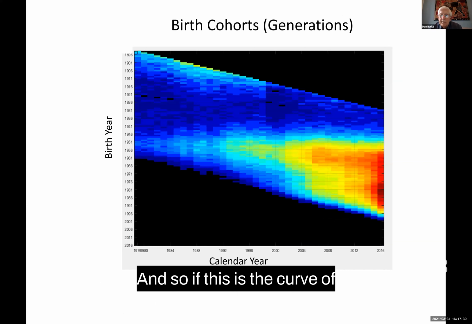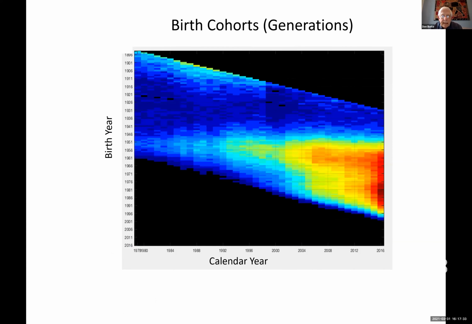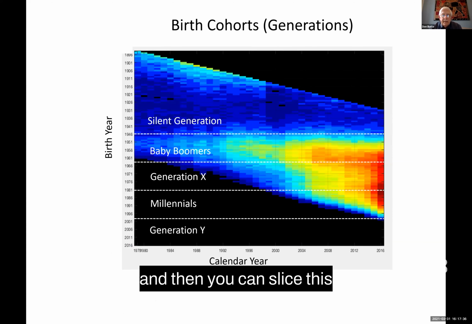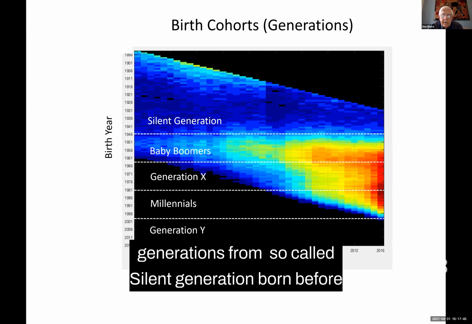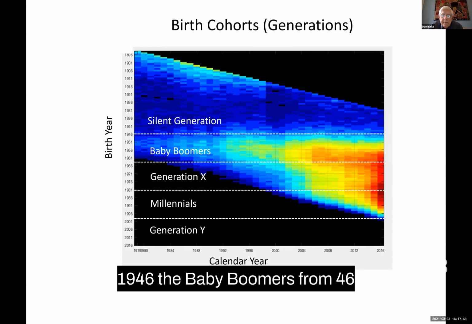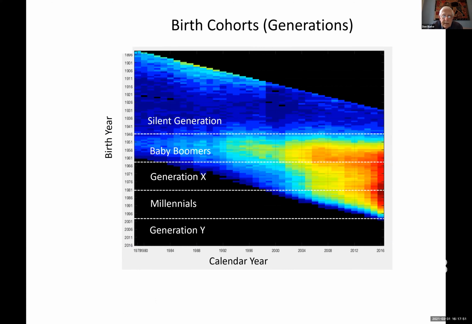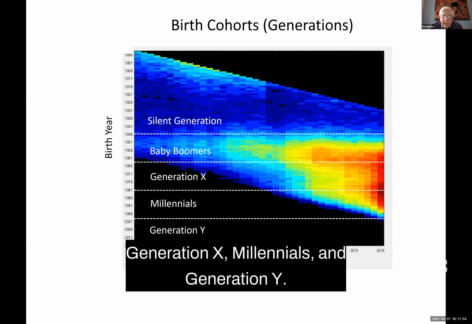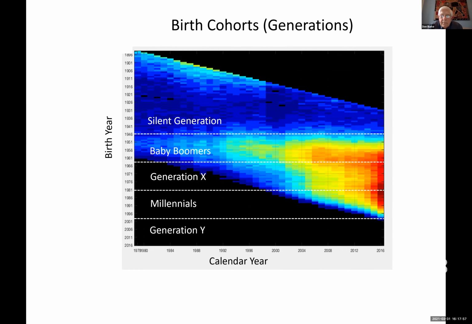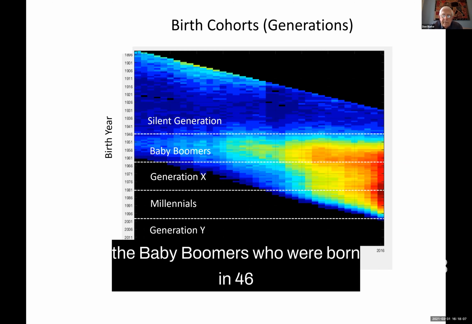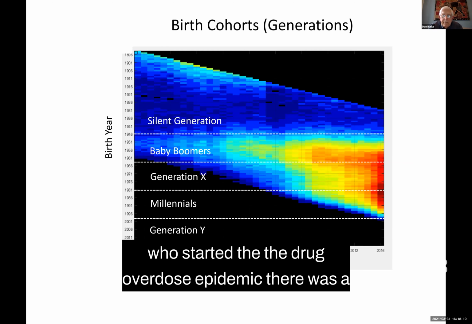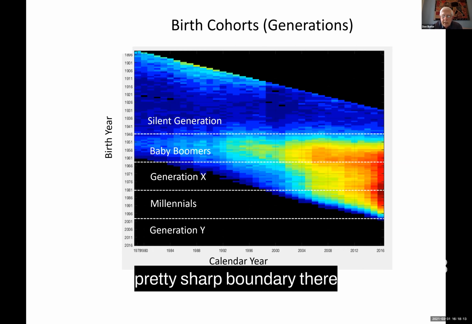And so if this is the curve of birth year versus calendar year, you can slice this representation into the generations: from the so-called silent generation born before 1946, the baby boomers from 46 to 63, Generation X, millennials, and Generation Y. And interesting that the people in the silent generation just didn't have drug overdoses. And it was the baby boomers who were born in 46 who started the drug overdose epidemic. There was a pretty sharp boundary there.